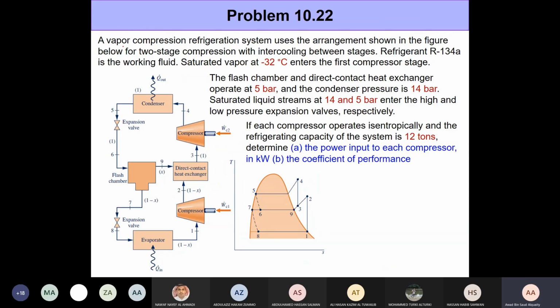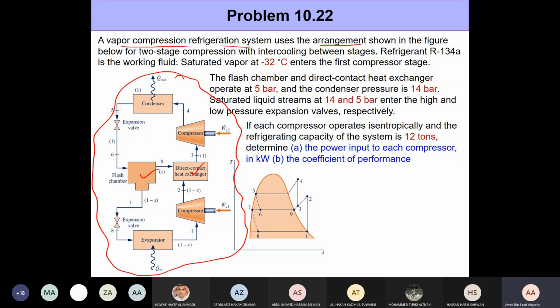We have here a vapor compression refrigeration system that uses the arrangement shown in this figure. So this is obviously multi-stage compression. It's not a cascading process because we have a flash chamber and a direct contact heat exchanger. So that basically means that the refrigerant is going to be the same throughout.